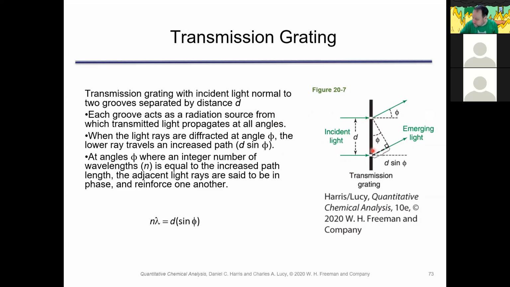So we've got light coming in. Each groove is going to act as an individual radiation source. You might remember that whole particle wave duality experiment where you've got the two little holes, and the light comes and goes through those holes and interferes with itself. That's exactly what's happening. Each of those holes is going to act like a separate source.